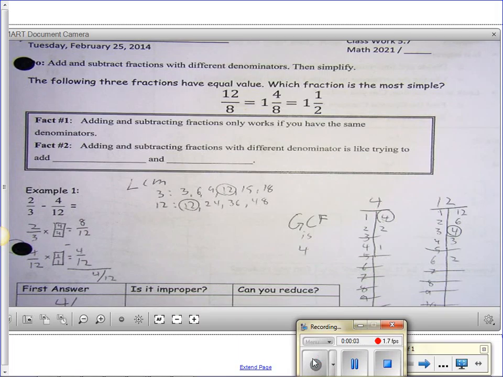Read the do to yourself as I read it aloud. Do. Add and subtract fractions with different denominators. Then simplify.